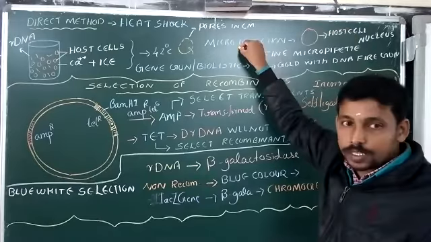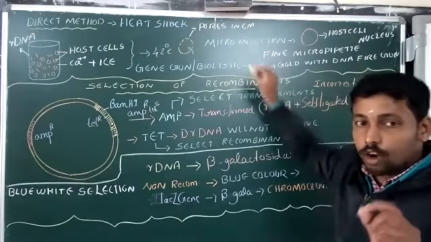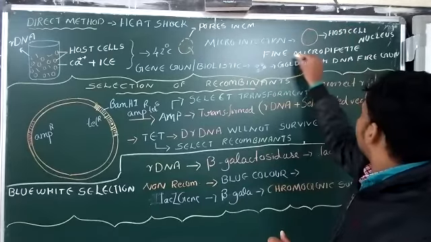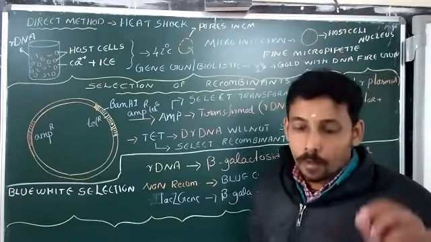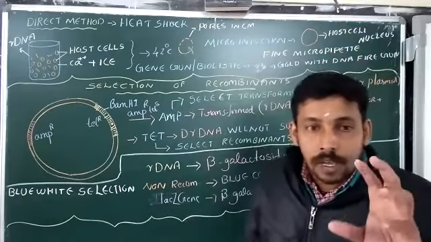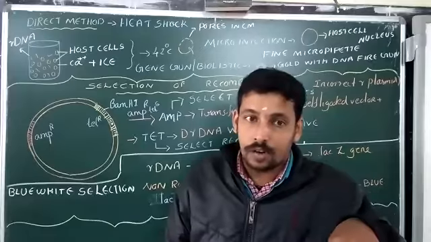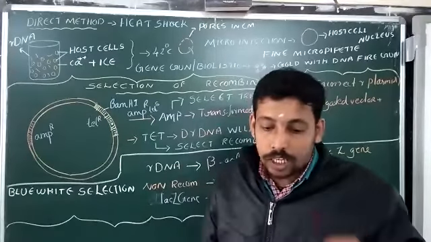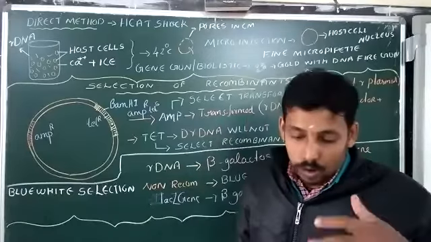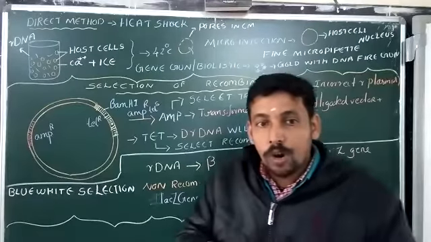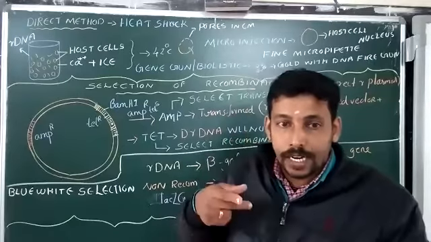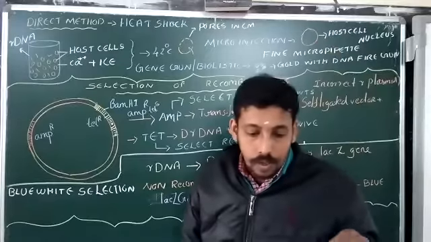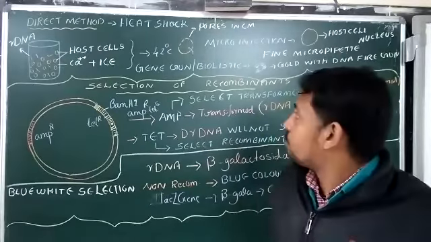In micro injection, we directly inject the recombinant DNA into the host cell using a fine micro pipette, inserting the gene or recombinant DNA directly into the nucleus. It is used to transfer the gene directly into the oocyte, eggs or embryo. In the embryo, eggs or oocyte, we can directly inject the recombinant DNA. So that is the second method.